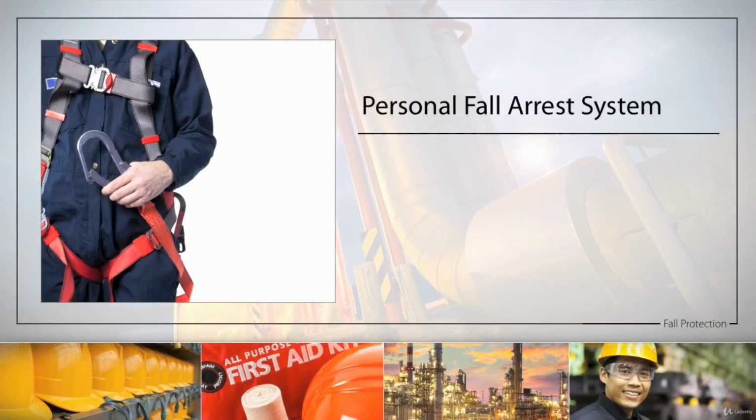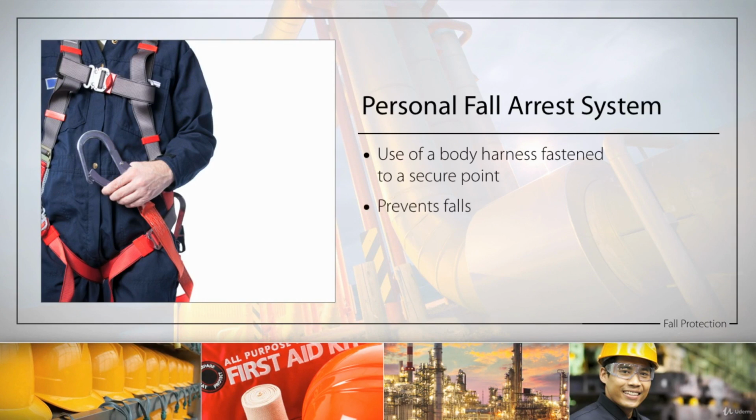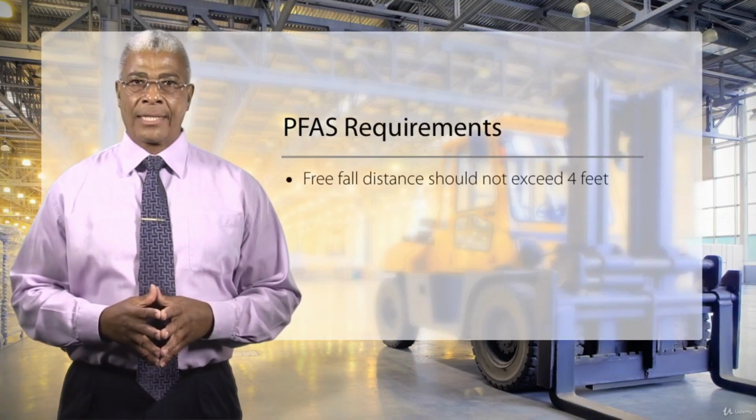A personal fall arrest system, or PFAS, places the employee in a body harness fastened to a secure anchoring point. This prevents the employee from falling and injuring him or herself. Body belts are not acceptable for use as PFAS. There are some basic requirements for the PFAS. First, the free fall should not exceed 4 feet.